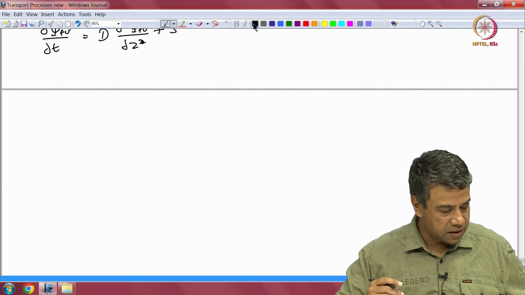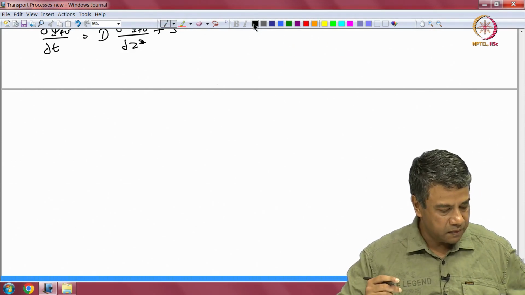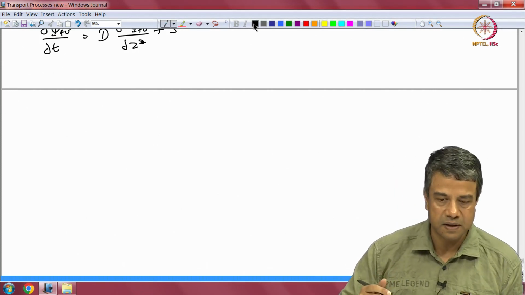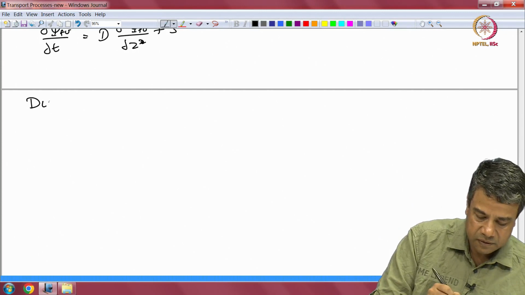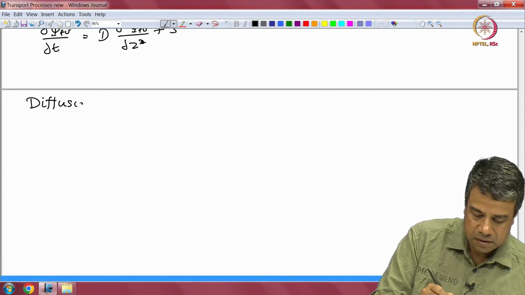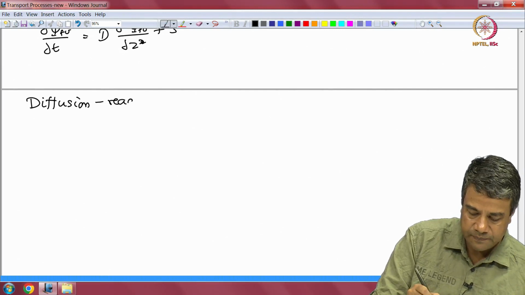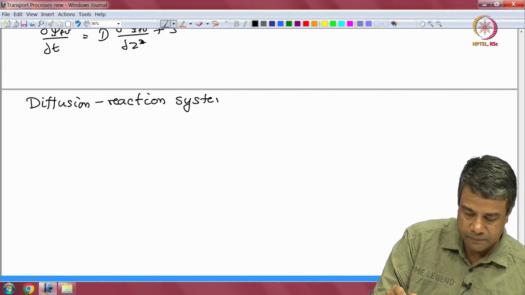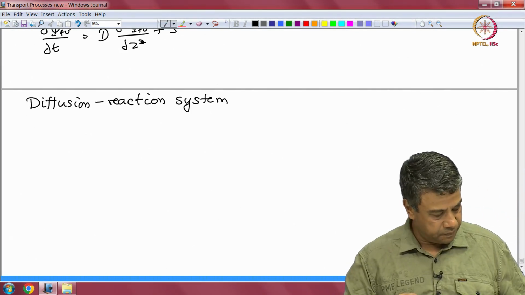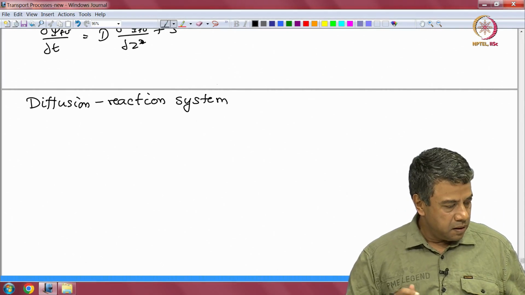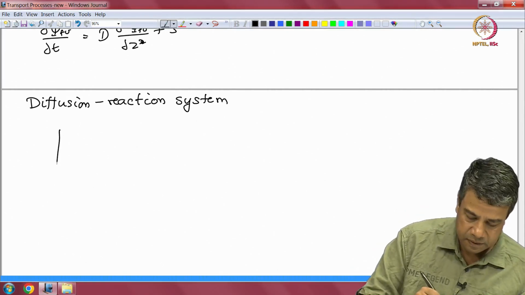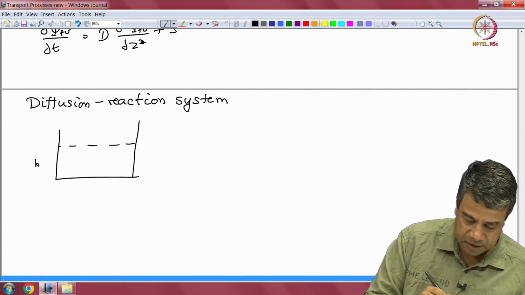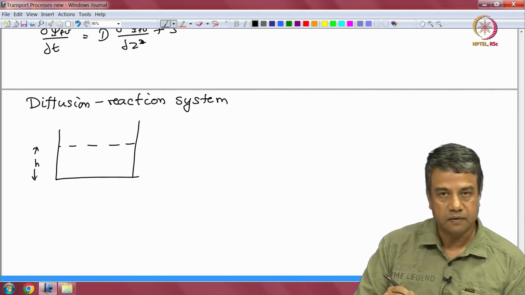In this lecture, I will consider another system where you have a source or sink that is dependent on position, and that is the diffusion reaction system. So, I have a container in which I have fluid filled up to a height h. The height of the fluid is h.